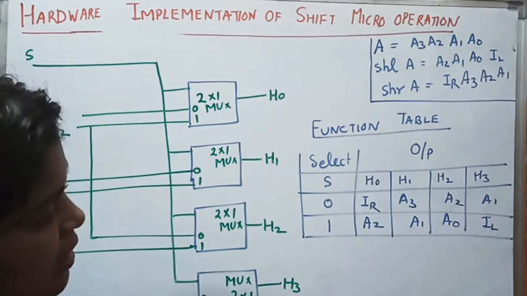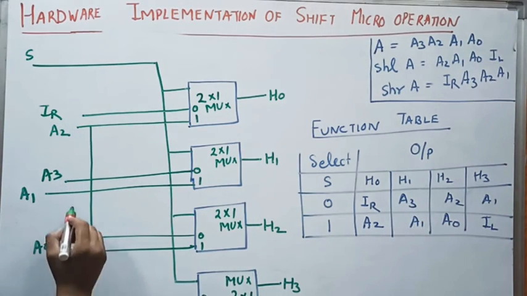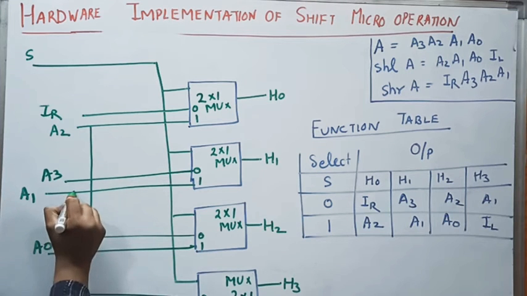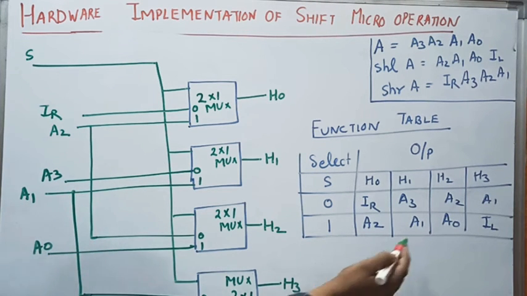Again, when H3 is the output, then A1 is there. A1 I already have, so I am just writing it here, A1, and IL is there, so this particular line represents IL. This is the simple hardware implementation for the logical shift left and logical shift right micro operation. From the same, you can create a circuit for the arithmetic shift left or arithmetic shift right, or circular shift left or circular shift right. This is the main hardware implementation of a shift micro operation.